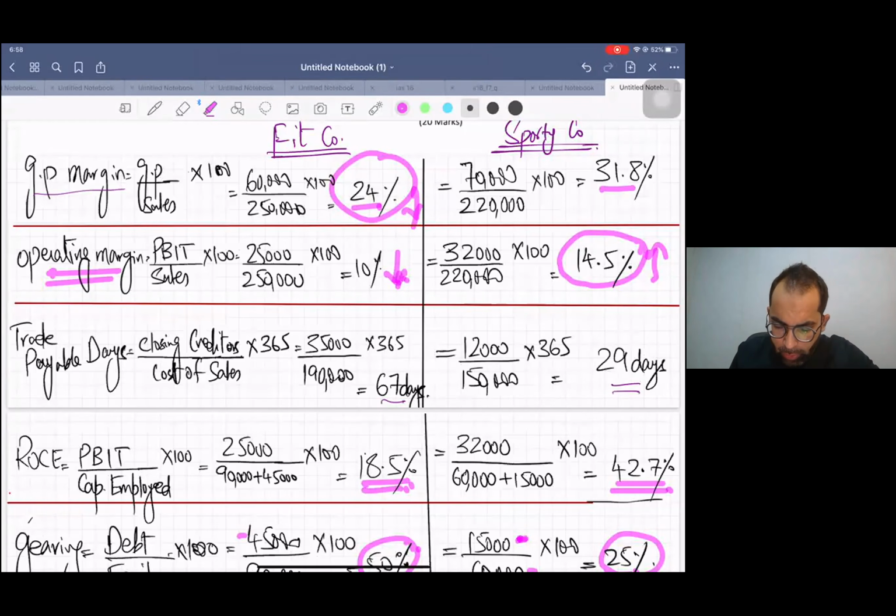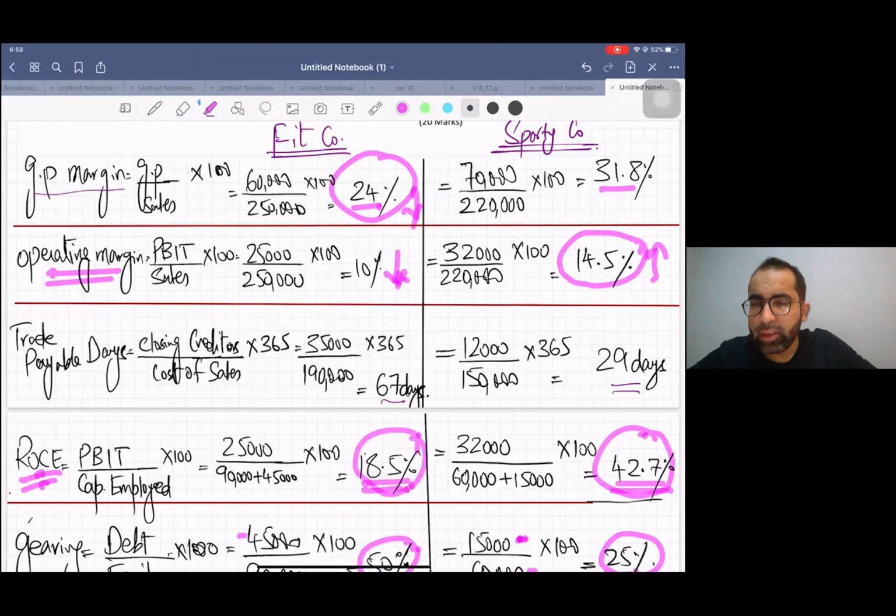Now look at the ROS. This ROS is 42.7% and this is 18.5%. What is the routine commentary of ROS? ROS shows the overall efficiency of management. So by comparing these two, the efficiency of Fit company is lower and the efficiency of this company is higher. Simple.